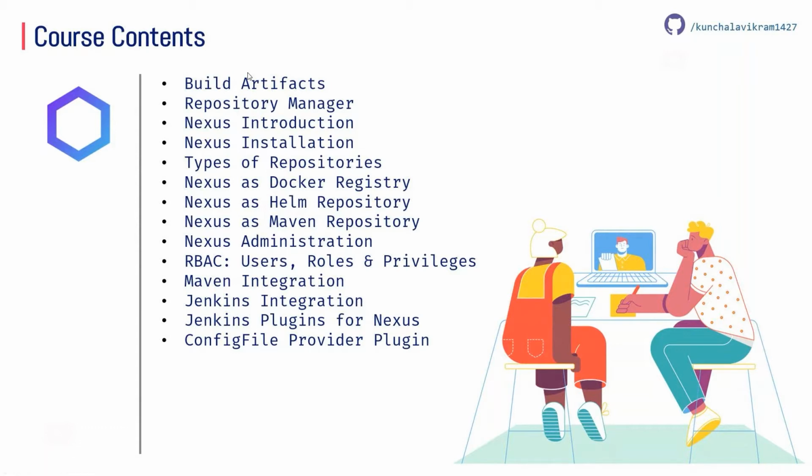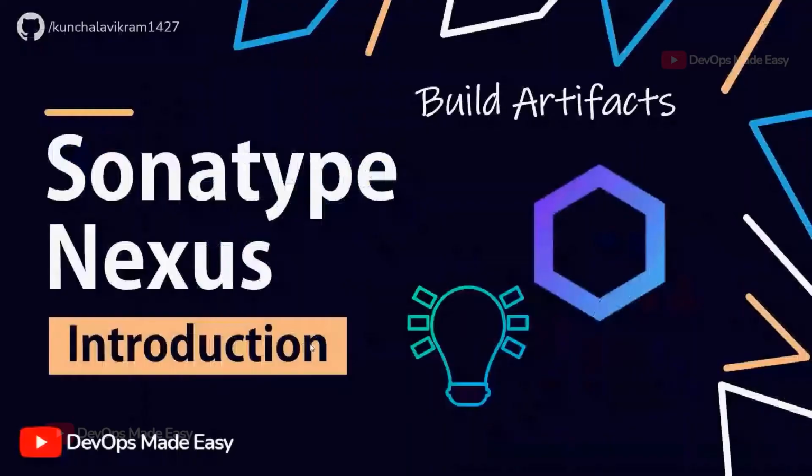And most importantly, we'll talk about integrations like integrations with Maven and also integrations with Jenkins by using various Nexus plugins. Okay, so we're going to talk about two different plugins in Nexus. One is directly Nexus plugin for Jenkins, and the other one is ConfigFile provider plugin. Okay, so we'll see everything in detail. Okay, so it will take a lot of time. So please be patient as well.